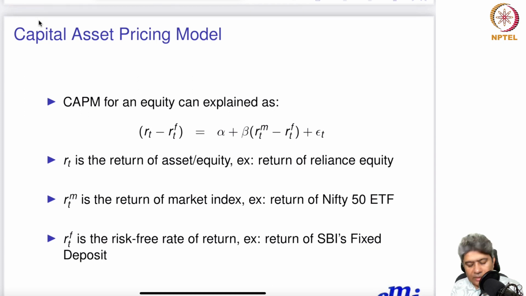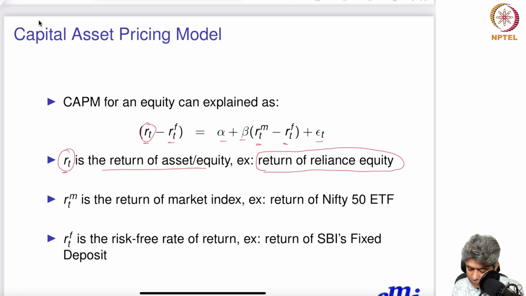Now the capital asset pricing model can essentially be explained as RT minus RTF equals alpha plus beta times (RTM minus RTF) plus epsilon T. Let me explain what RT is. RT is the return of the asset or equity, for example, the return of the Reliance equity. What is RTM? RTM is the return of the market index, the return of the Nifty 50. What is RTF? RTF is here.